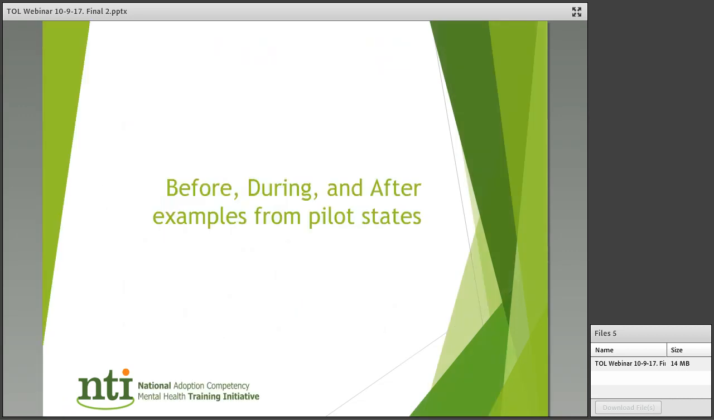Well, now we're going to hear from some real-life examples of states that are participating in NTI and ways that they have implemented some before, during, and after examples. So we have some state folks here that are going to talk a little bit, and we'll also provide some details from the states. So we're going to start with Oklahoma, and I wanted to talk about a great during activity that they're doing.